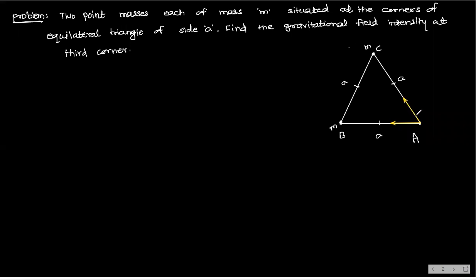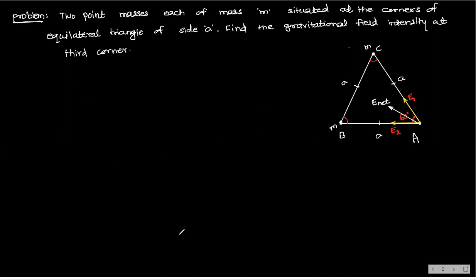Now tell me, what is this angle? Equilateral triangle, so what is that? 60 degrees. Now shall I denote this with E1? And shall I denote this with E2? Right. And now we have to find E net. E net we have to find.